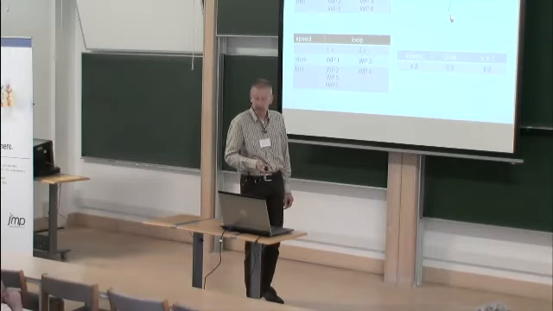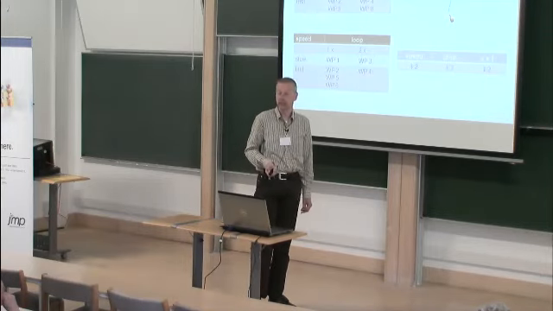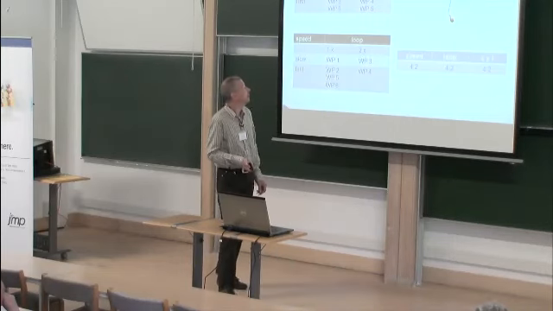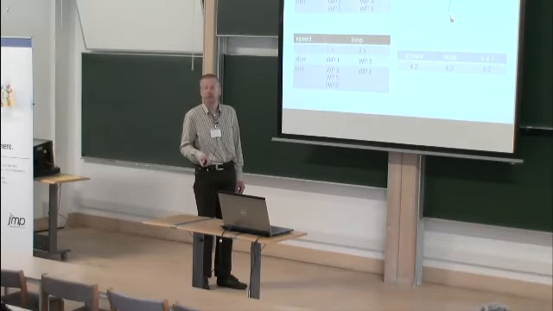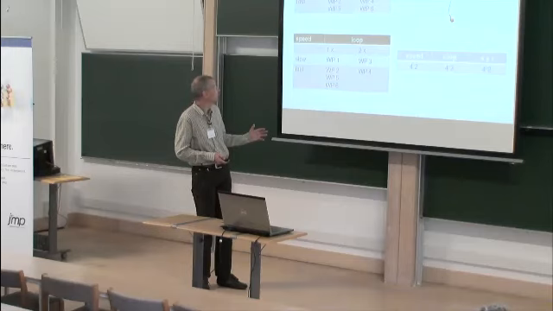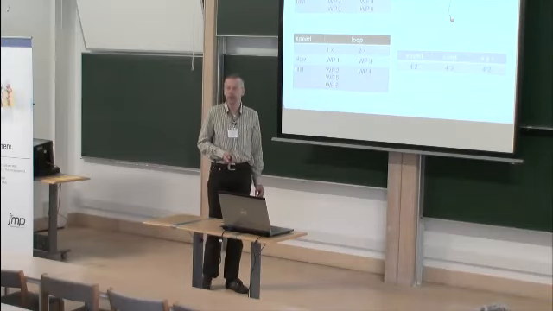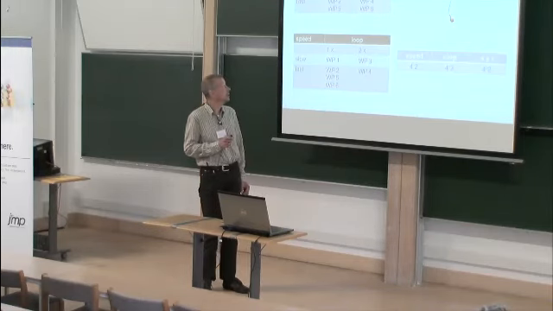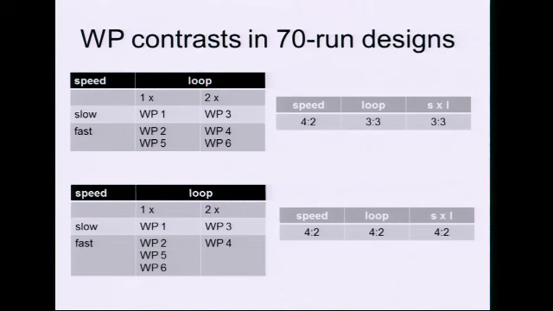And it is different for the 70 run effects. There we have a necessarily unfavorable proportion for the factor speed. You have 4 fast whole plots and 2 slow whole plots. But we have, for the first design, a nice proportion for the factor loop, 3-to-3 or 1-to-1 if you like, and also for the interaction, also 3-to-3. But in moving to the second alternative, both favorable proportions change into unfavorable ones.